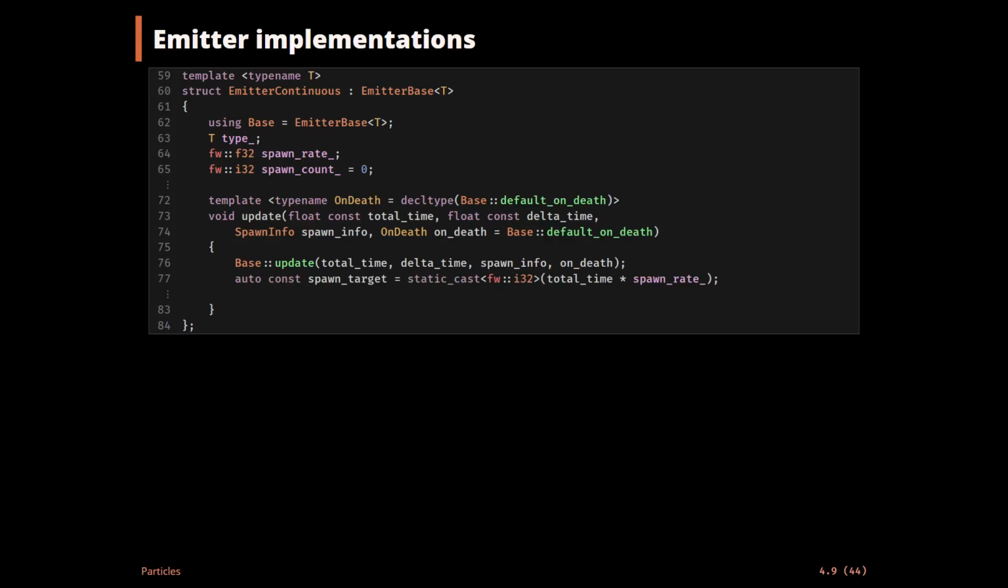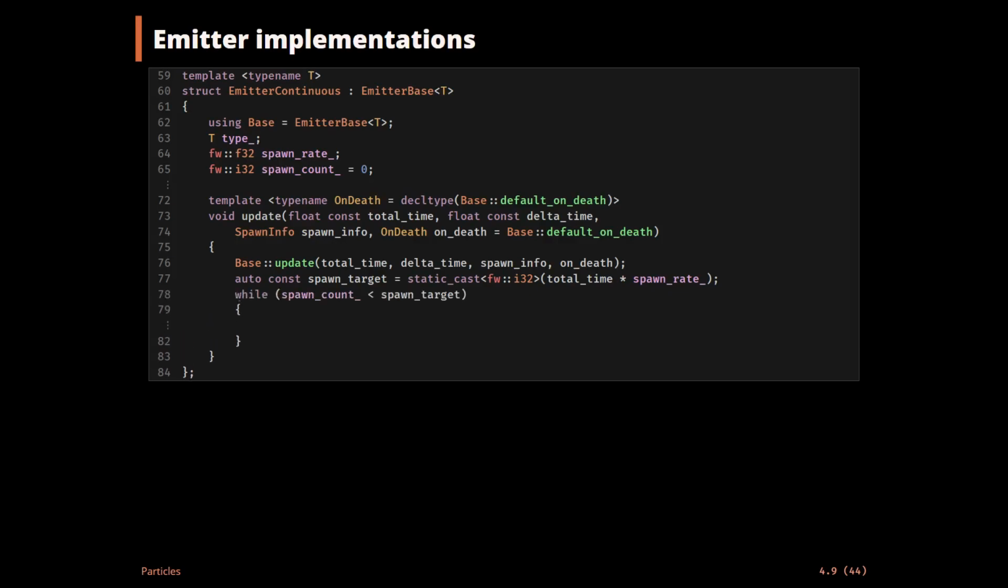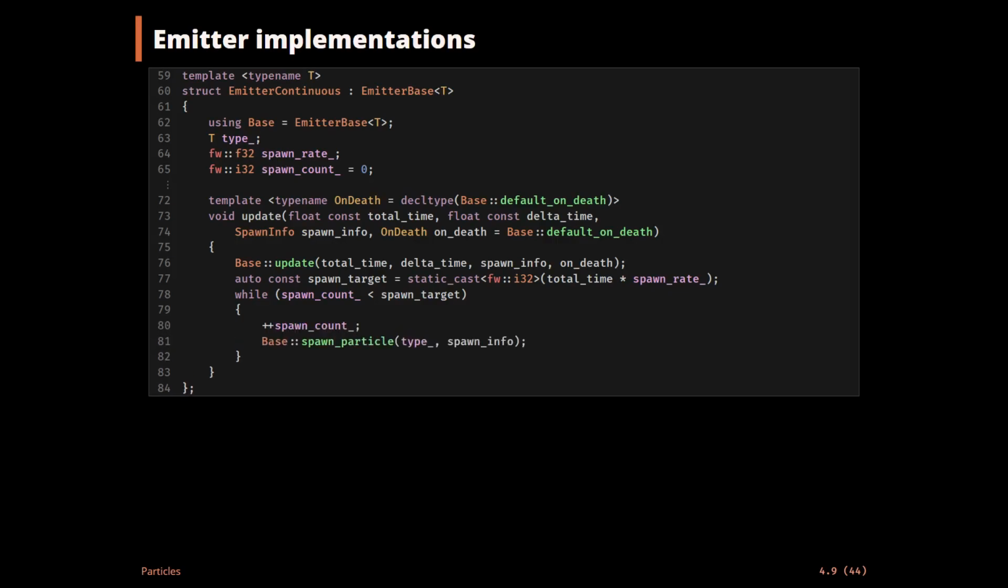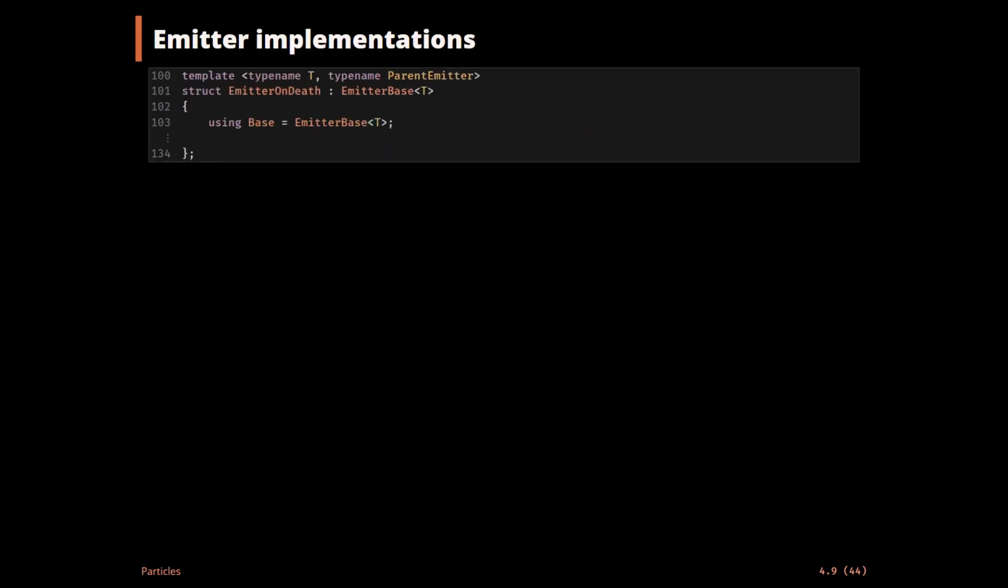Spawn target will just be the amount of particles we should have spawned by now. So emit continuously just emits so many particles per second, and it calculates how many particles should have been spawned by now. And then while the actual spawn amount of particles is less than how many we should have spawned, it's going to spawn extra particles. So it just increments spawn count and spawns an extra particle. Right? That's the update for an emitter that's continuous. And that's it.